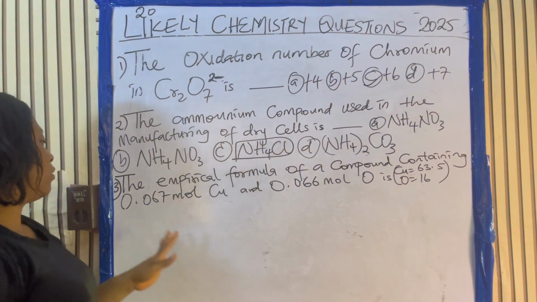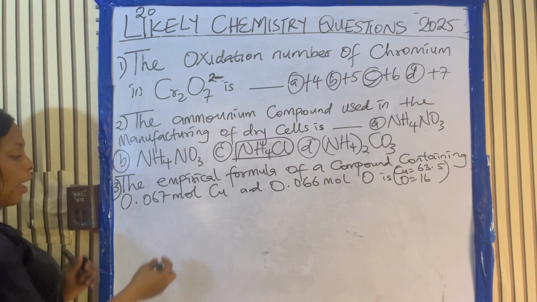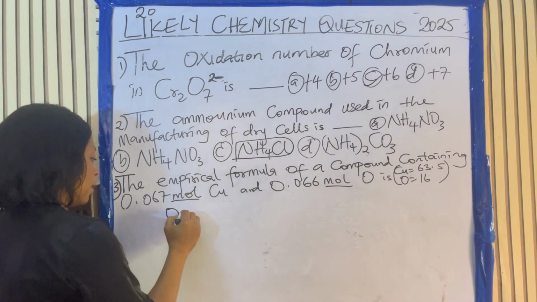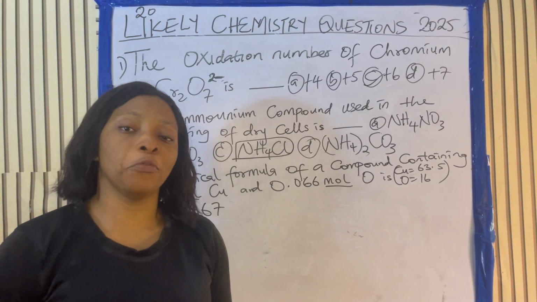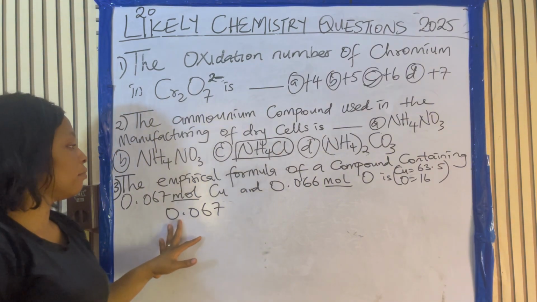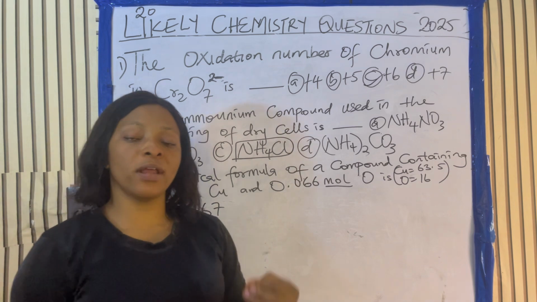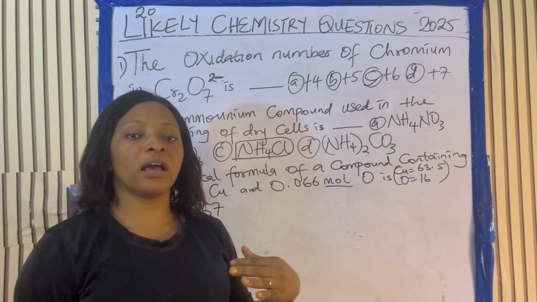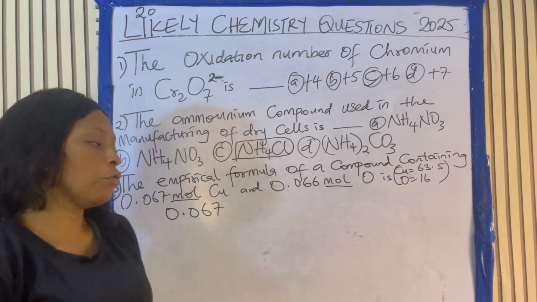Empirical formula of a compound containing this copper and this oxygen is what? Now, the question is already in mole, so we are going to divide by the smallest ratio. Had the question still been in mass, we would first divide by the molar mass and then divide by the smallest ratio. Many students are going to start dividing by the molar mass. No. You start dividing by molar mass when the question is given to you in gram or in percentage. But if the question is already in mole, there is no need to divide again. You simply divide by the smallest ratio.